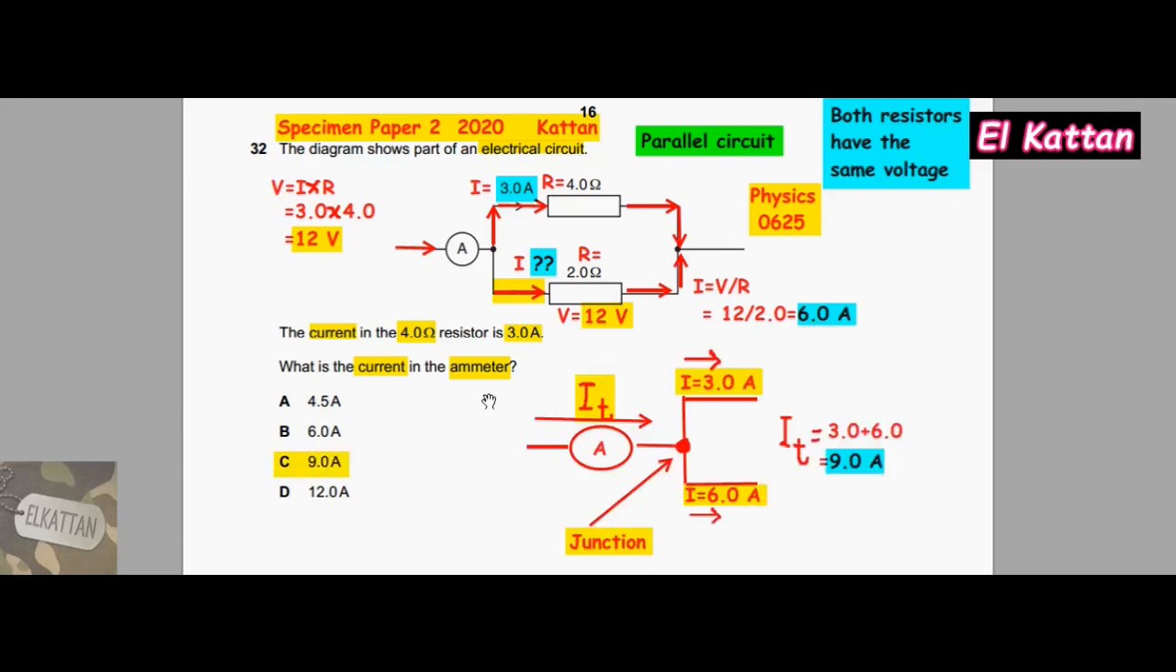Finally, to calculate the current passing through the ammeter, this is the total current, I total, which splits up at the junction into two currents. The first one is 3 ampere, and the second one is 6 ampere. So I total is 3 plus 6, which is 9 ampere. So the correct answer is C.